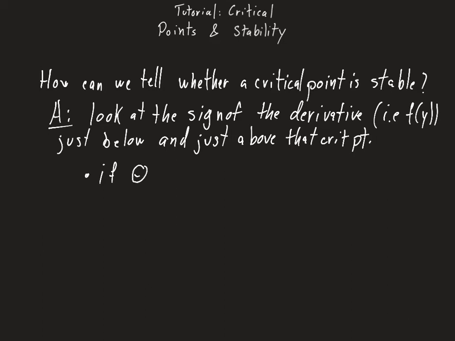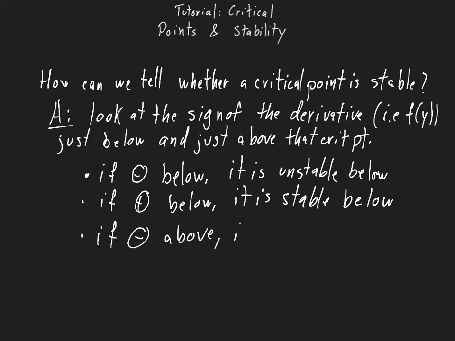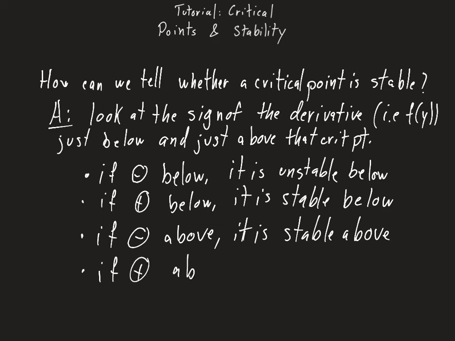If it is negative below, it is unstable below. If it is positive below, it is stable below. If it is negative above, it is stable above. If it is positive above, it is unstable above.